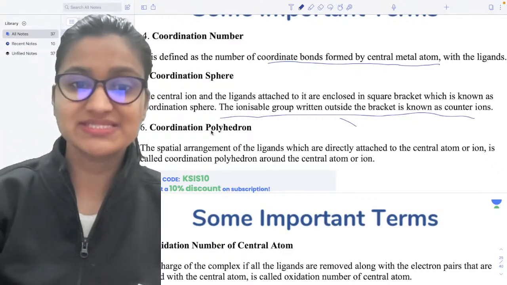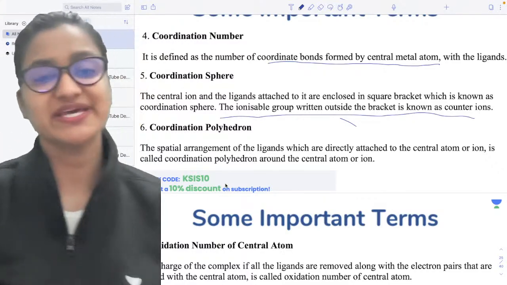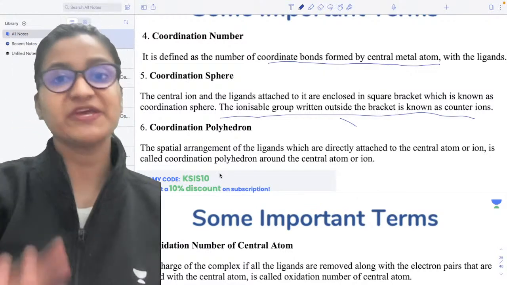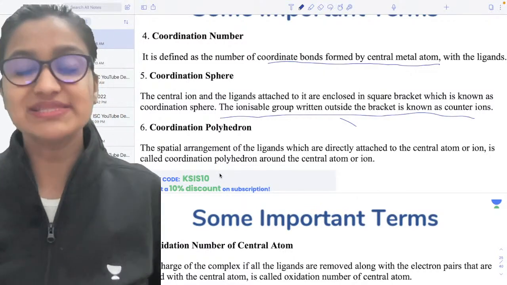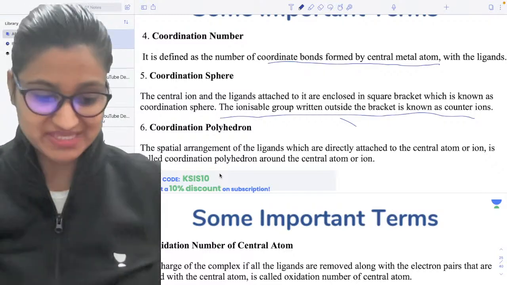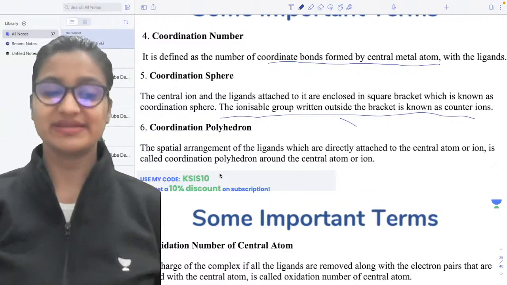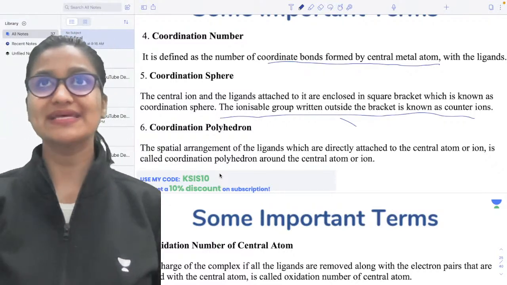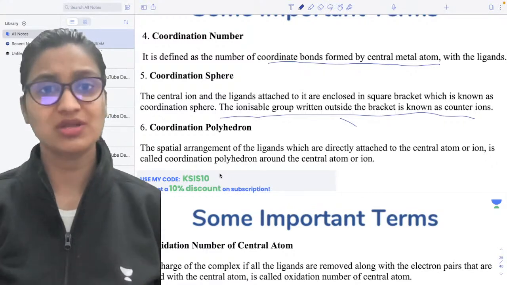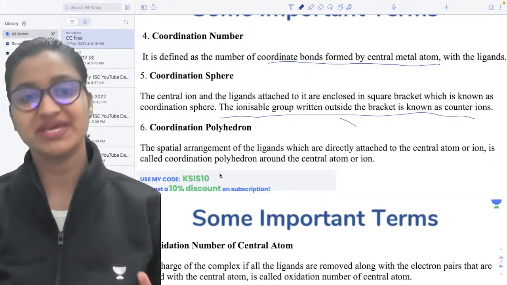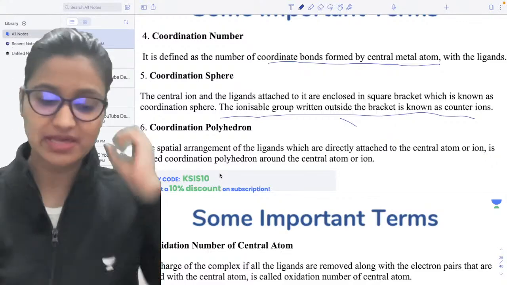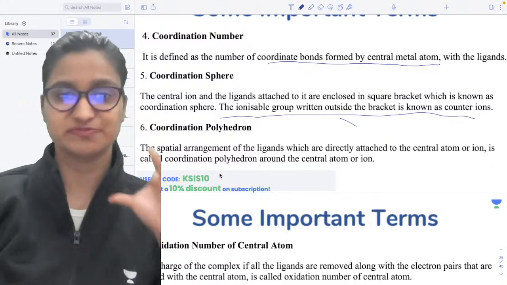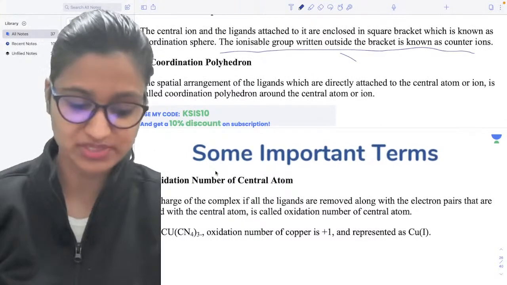Now, the next thing, coordination polyhedron, like the spatial arrangement, like how the ligands are arranged in space, okay? How they are arranged. It is called coordination polyhedron, okay? The spatial arrangement, like how the ligands are arranged in space, is called coordination polyhedron, okay?